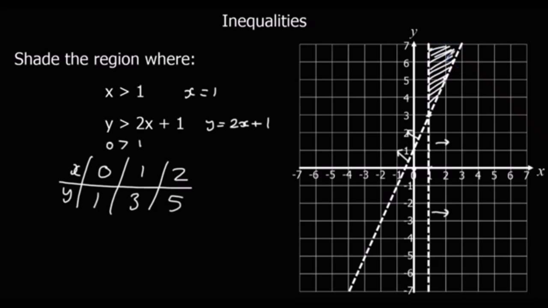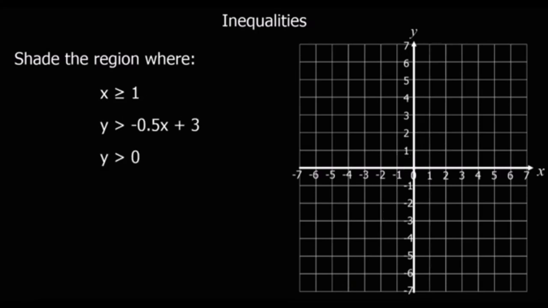And you can check a point again. You can go, I'm going to check x 2, y 6, so 2, 6, and check it works for both of them. So 2 is bigger than 1. Well, that's true. And 6 is bigger than 2 2's, 4, plus 1, 5, and that's true as well. So that means that it's correct.